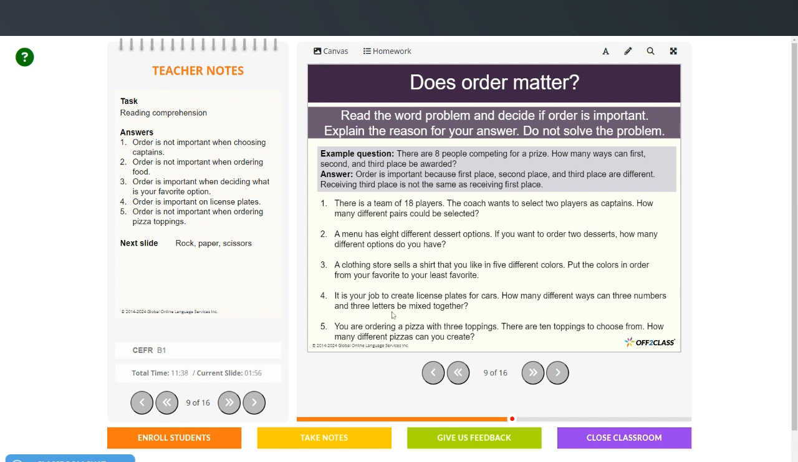Number 4, it is your job to create license plates for cars. How many different ways can 3 numbers and 3 letters be mixed together? Order would be important in license plates. And you are ordering a pizza with 3 toppings. There are 10 toppings to choose from. How many pizzas can you create? Order's not really important here because you can mix and match any 3 toppings out of the 10, so it doesn't really matter what order you choose them in.